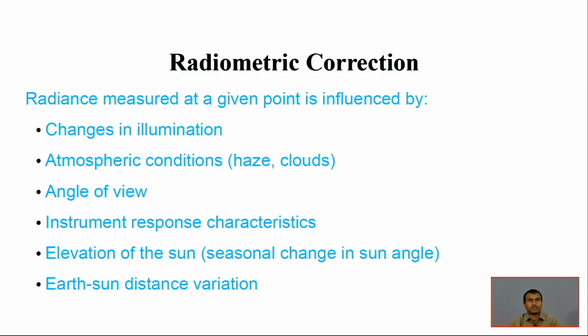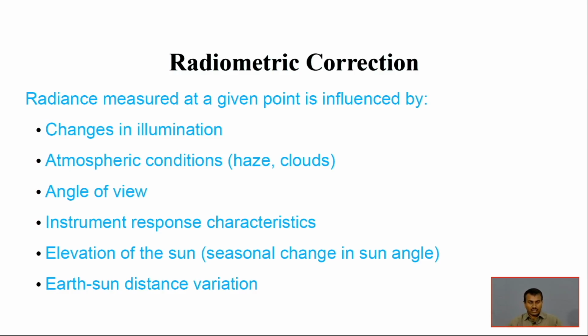The next important point is the elevation of the sun. You can understand that in the north globe, in the time of the summer, the elevation angle is not the same as in the winter. So, due to that seasonal change in sun angle, it is also going to contribute some amount of error.